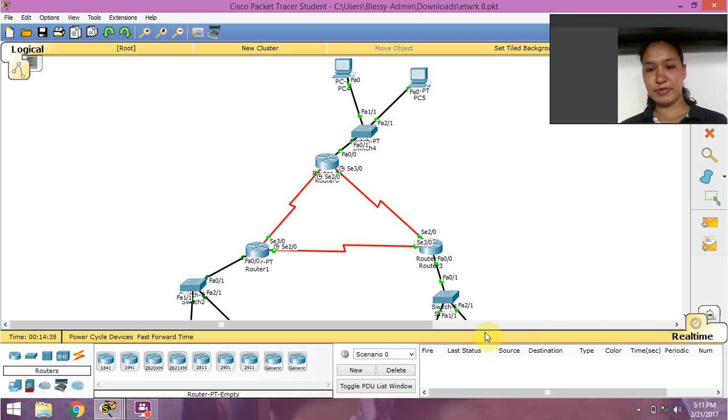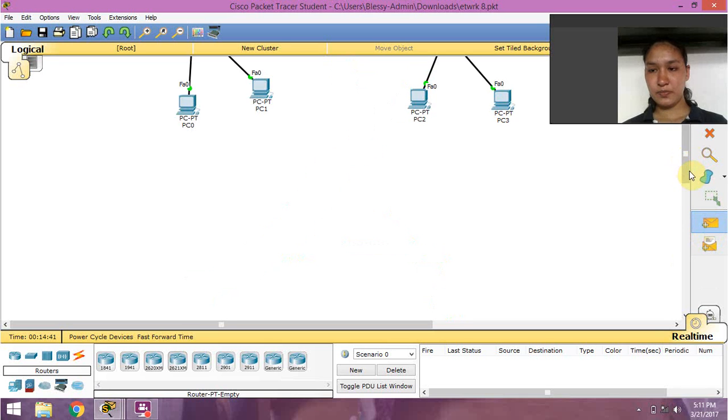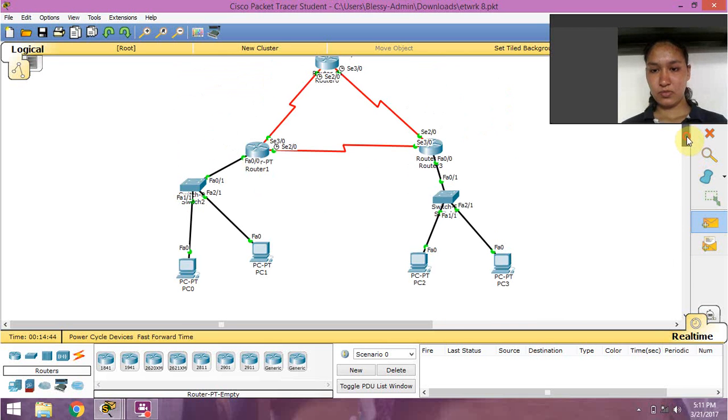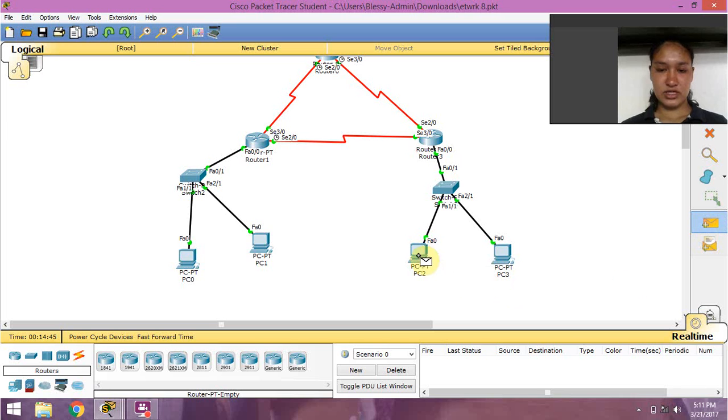This is the experiment. Now we can check whether it is pinging or not. I'm transferring data from here to here. It's successfully pinging. This is the experiment.